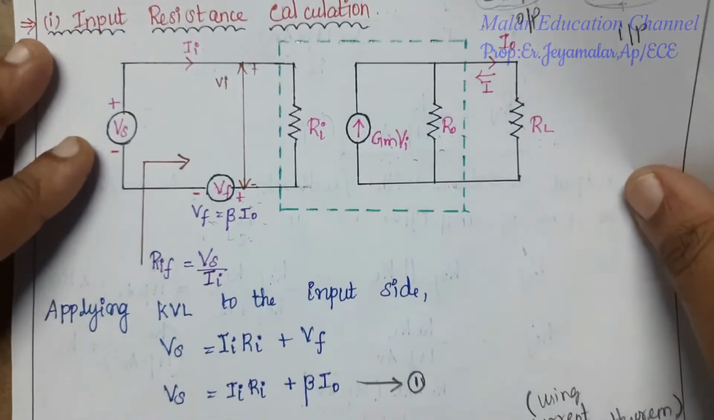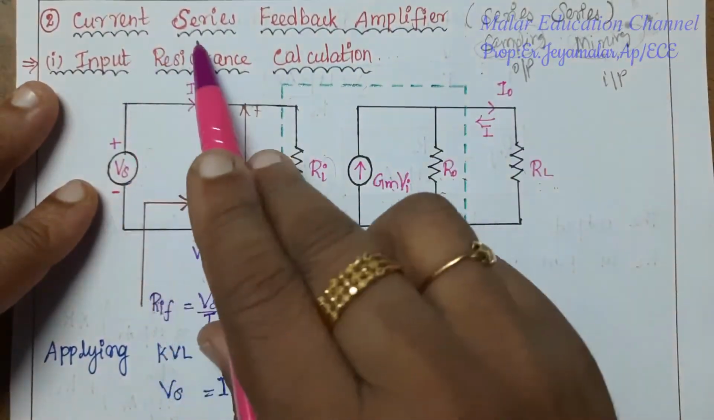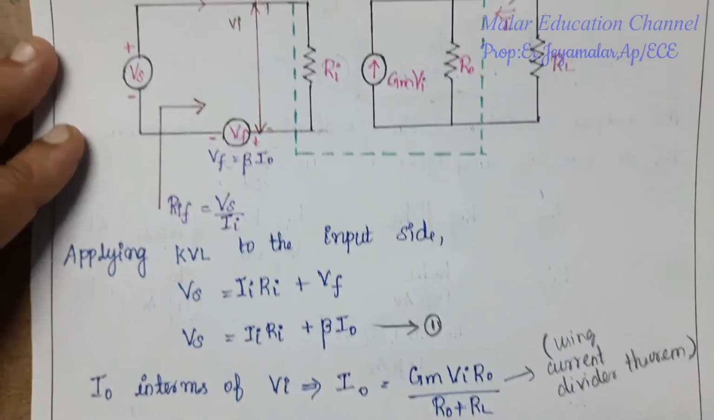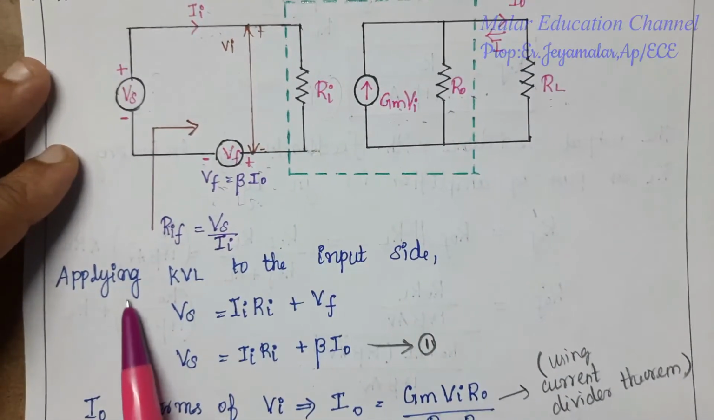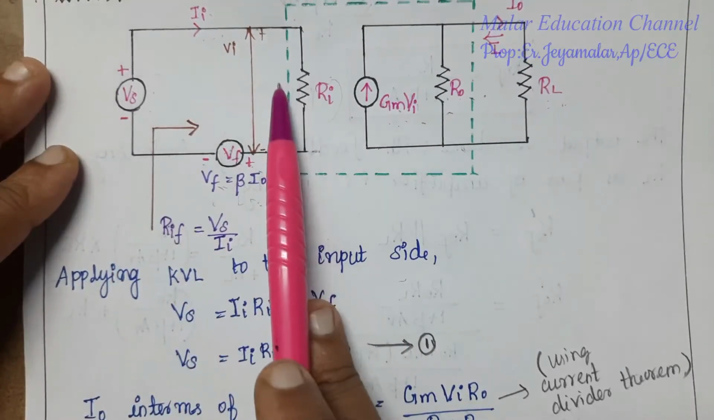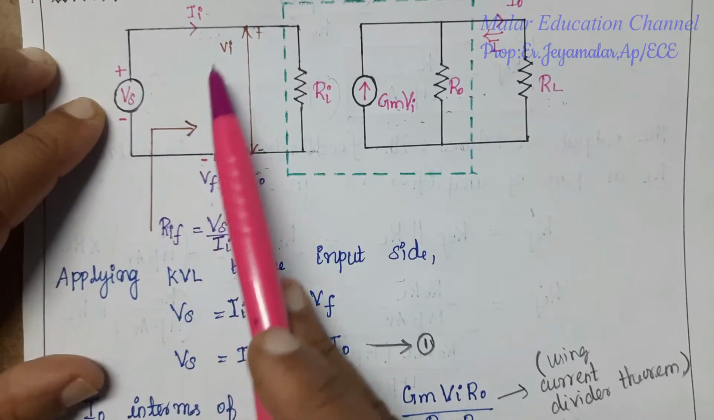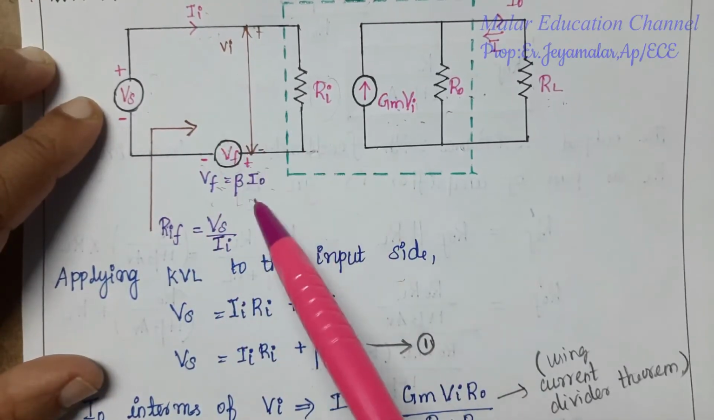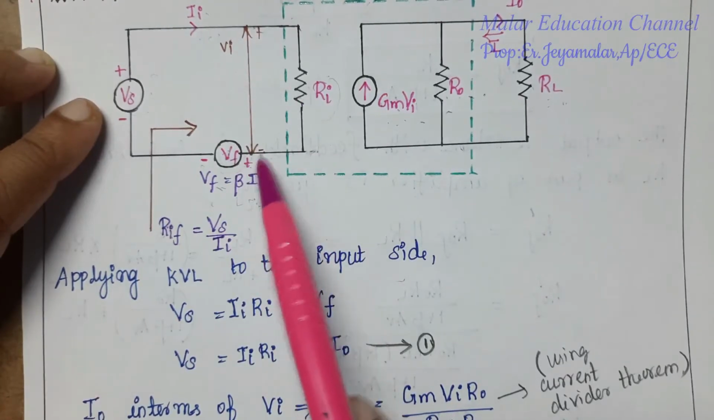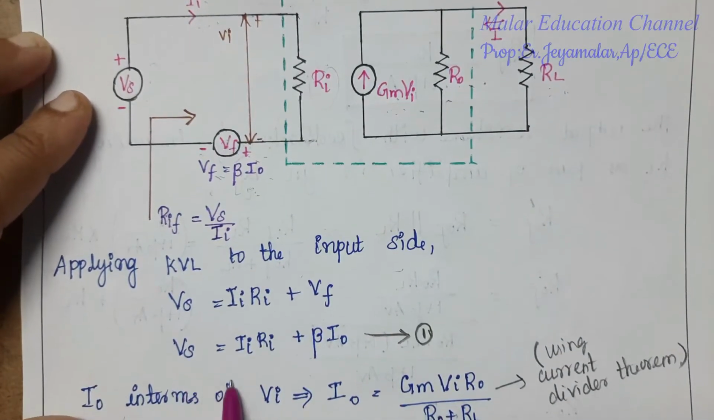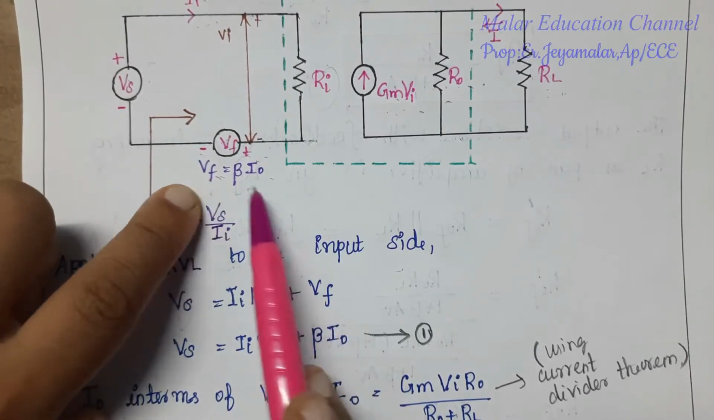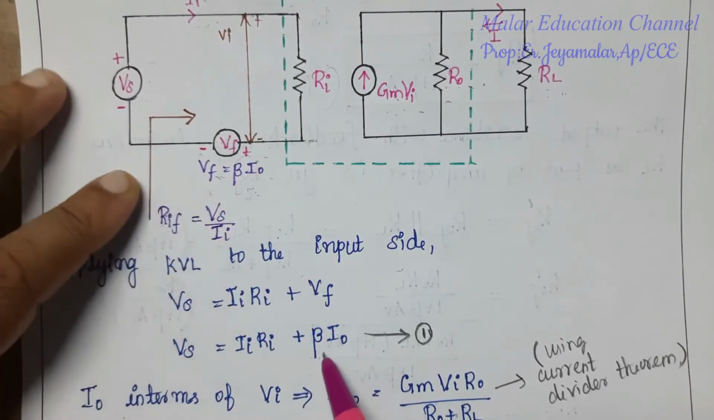Same calculations, the only difference is that here it is a current series amplifier. Applying Kirchhoff voltage law to the input side, Vs equal to Ia into Ri plus Vf. Substitute Vf equal to beta into I0 here. Take this as equation number 1.